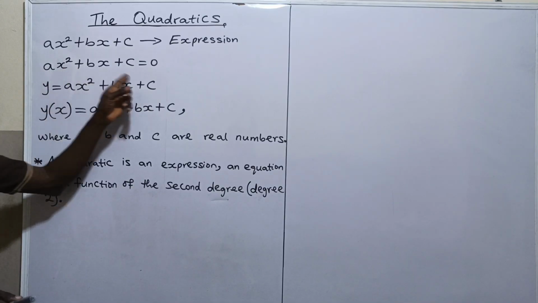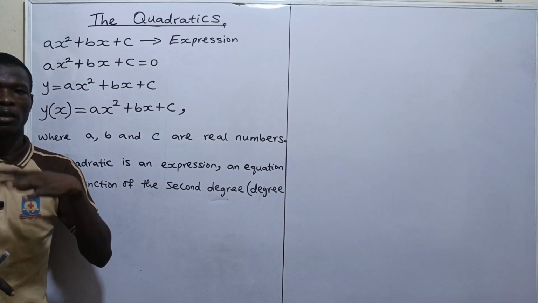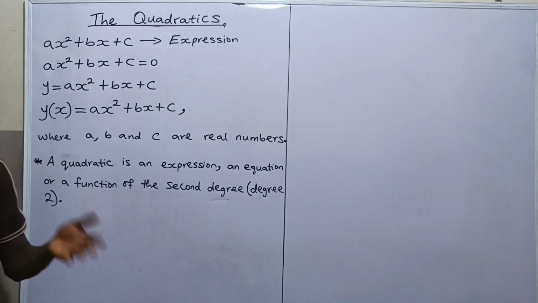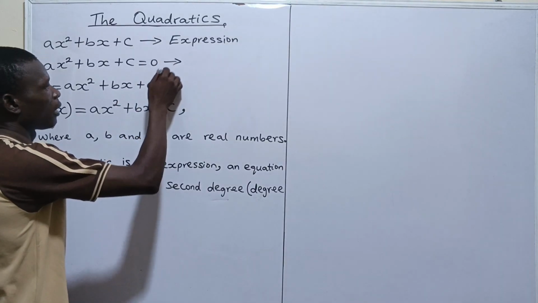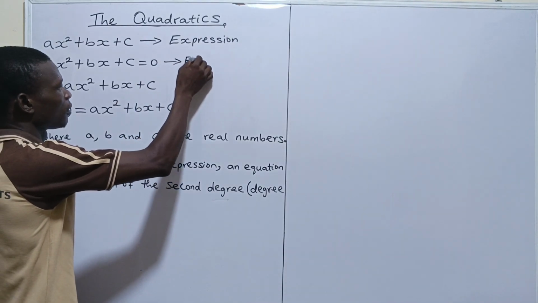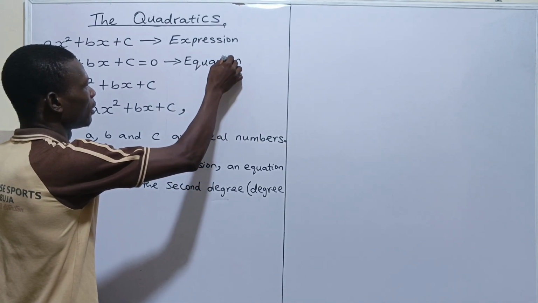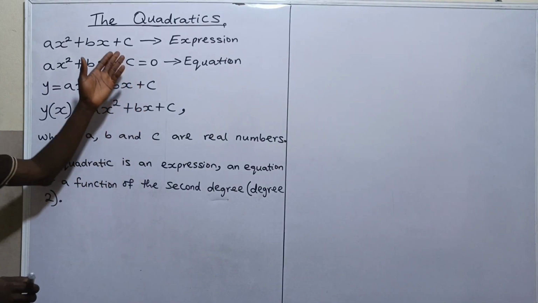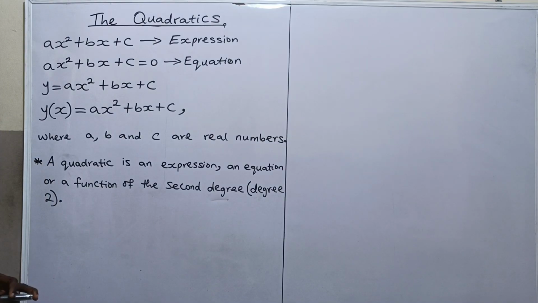An equation, on the other hand, carries an equal sign, and it is equated to a real number. In most cases, this real number is the number 0. So, an expression does not carry an equal sign. An equation carries an equal sign. That is the major difference between an expression and an equation. Expression does not carry equal sign. Equation carries equal sign. Now, the next one in line is the function.